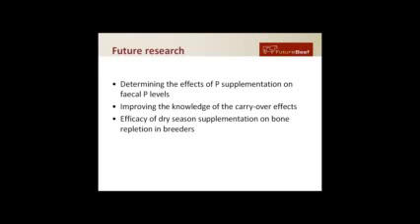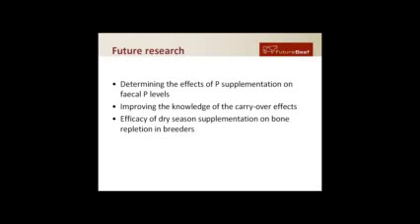Some of the future research that was identified in the phosphorus literature review that was done by David Coates and Rob Dixon, we're looking at the effects of phosphorus supplementation on fecal P levels. At the moment, we haven't got accurate fecal P results when animals are being supplemented with phosphorus, and this is why we tell people to ensure animals are off P supplements when a fecal sample is taken, because it does interfere with the accuracy of the results.